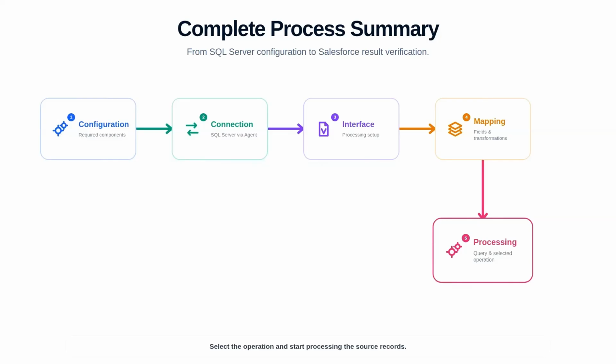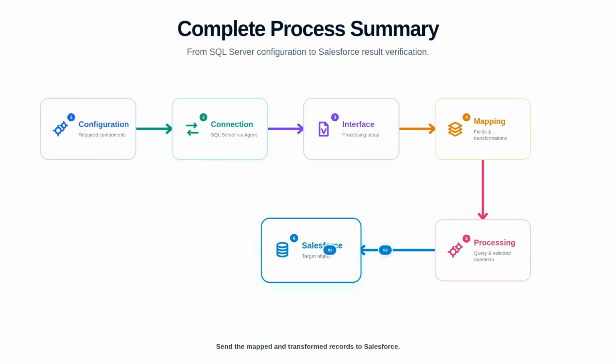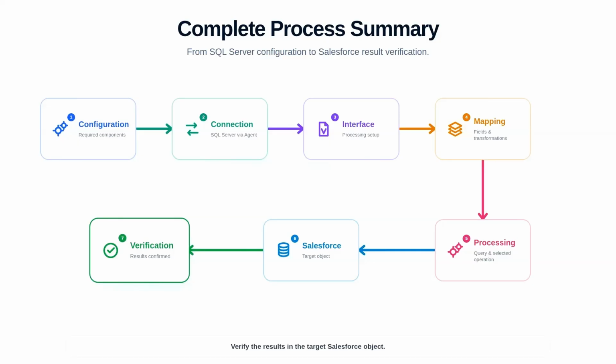SKYVVA queried the source records, applied the configured mapping and transformations, and sent the processed data to Salesforce. Finally, we verified the processing results and confirmed that the records were successfully created or updated in the target Salesforce object.